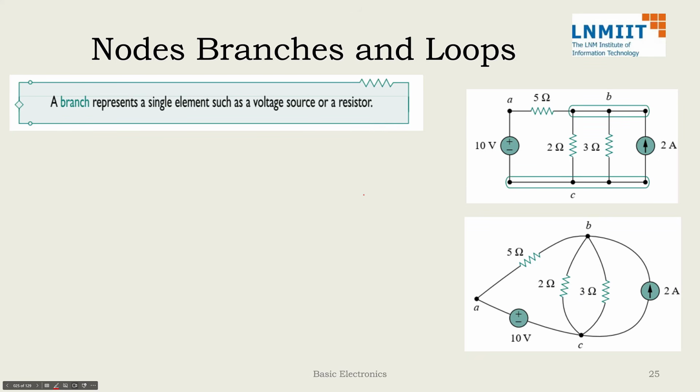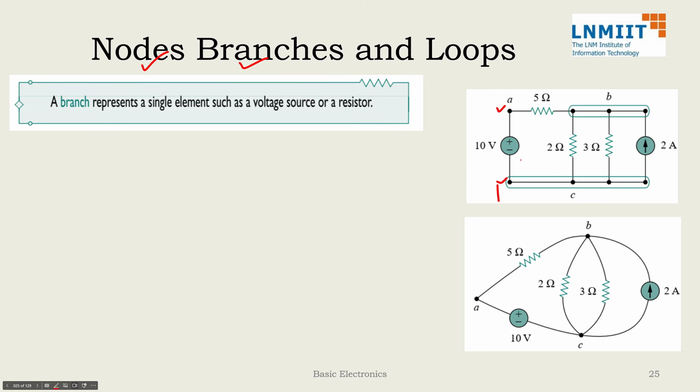Hello students, welcome back. Now we are going to talk about how to identify nodes, branches, meshes and loops. So a node is basically a point which will join multiple branches, and a branch is an element which is in between two nodes. So if I take that this point is one node and this point is another node, the element can be a resistor, capacitor, inductor, voltage source, anything that will make a branch.